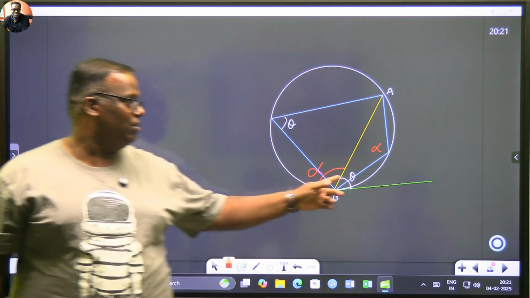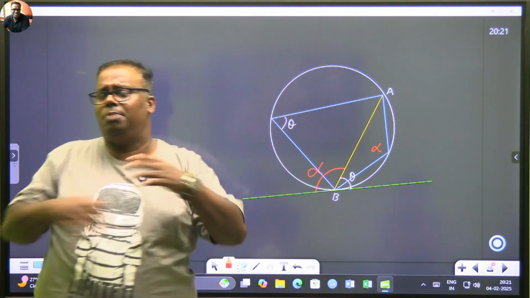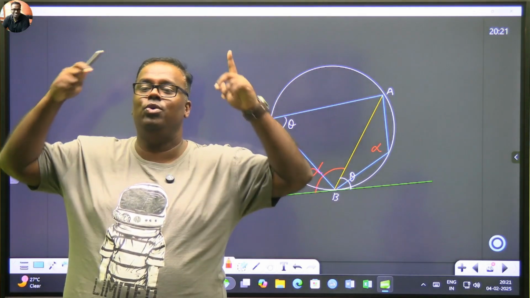The angle made by a tangent with a chord is equal to the angle in the alternate segment. So this chapter is all about knowing the theorems, knowing the findings.